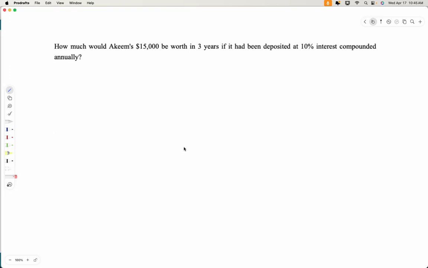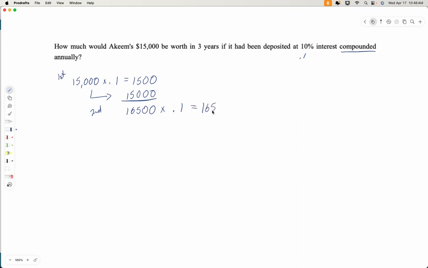All right, so now it says, how much would Akeem's $15,000 be worth in 3 years if it had been deposited at a 10% interest compounded? So now we're talking about compounding interest. So we start with the $15,000, and we're going to multiply that same interest, still 0.1, times 0.1, which gives us $1,500. So then we're going to add this back to the original amount, okay? So that's going to be 15,000. That's the original amount. This could be 16,500. Now this is the second year, this is the first year. So we're going to multiply that times 0.1. So we take this amount and we add it back.